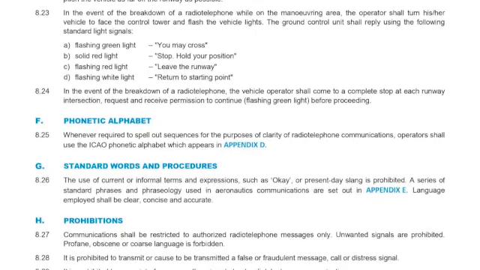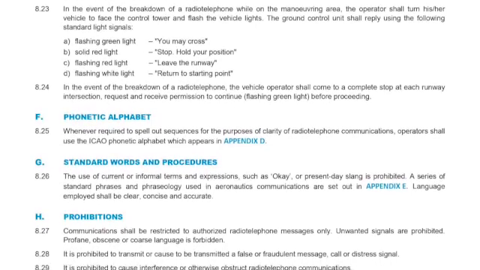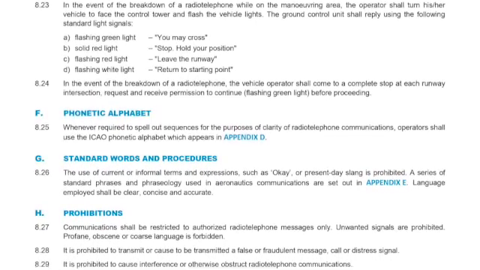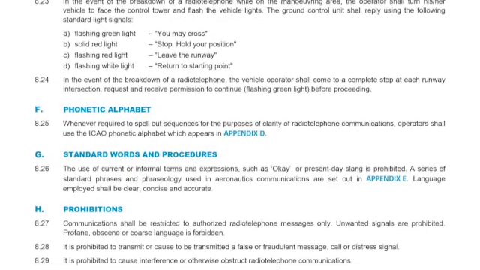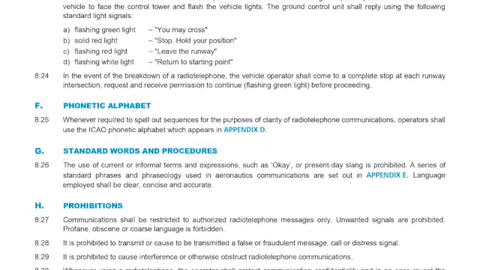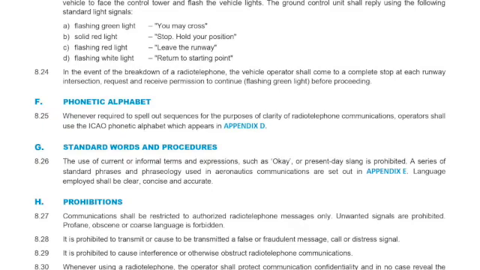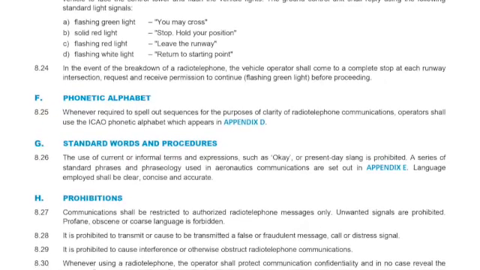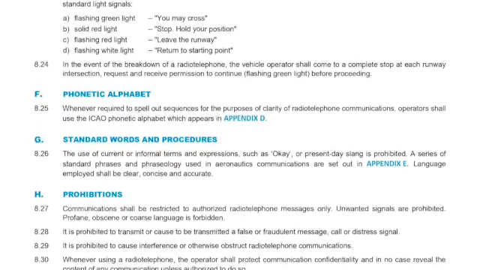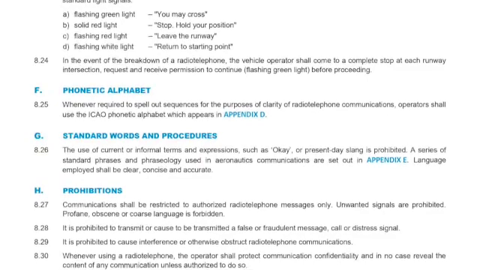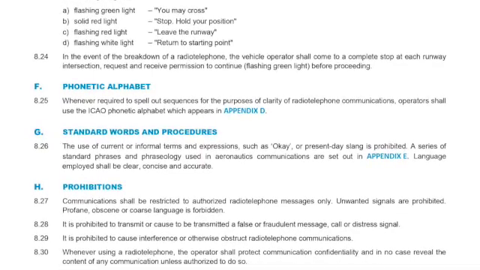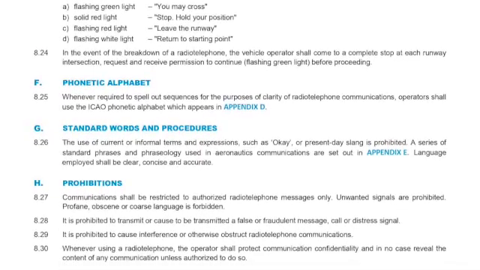G. Standard words and procedures. 26. The use of current or informal terms and expressions, such as OK, or present-day slang is prohibited. A series of standard phrases and phraseology used in aeronautics communications are set out in Appendix E. Language employed shall be clear, concise, and accurate.